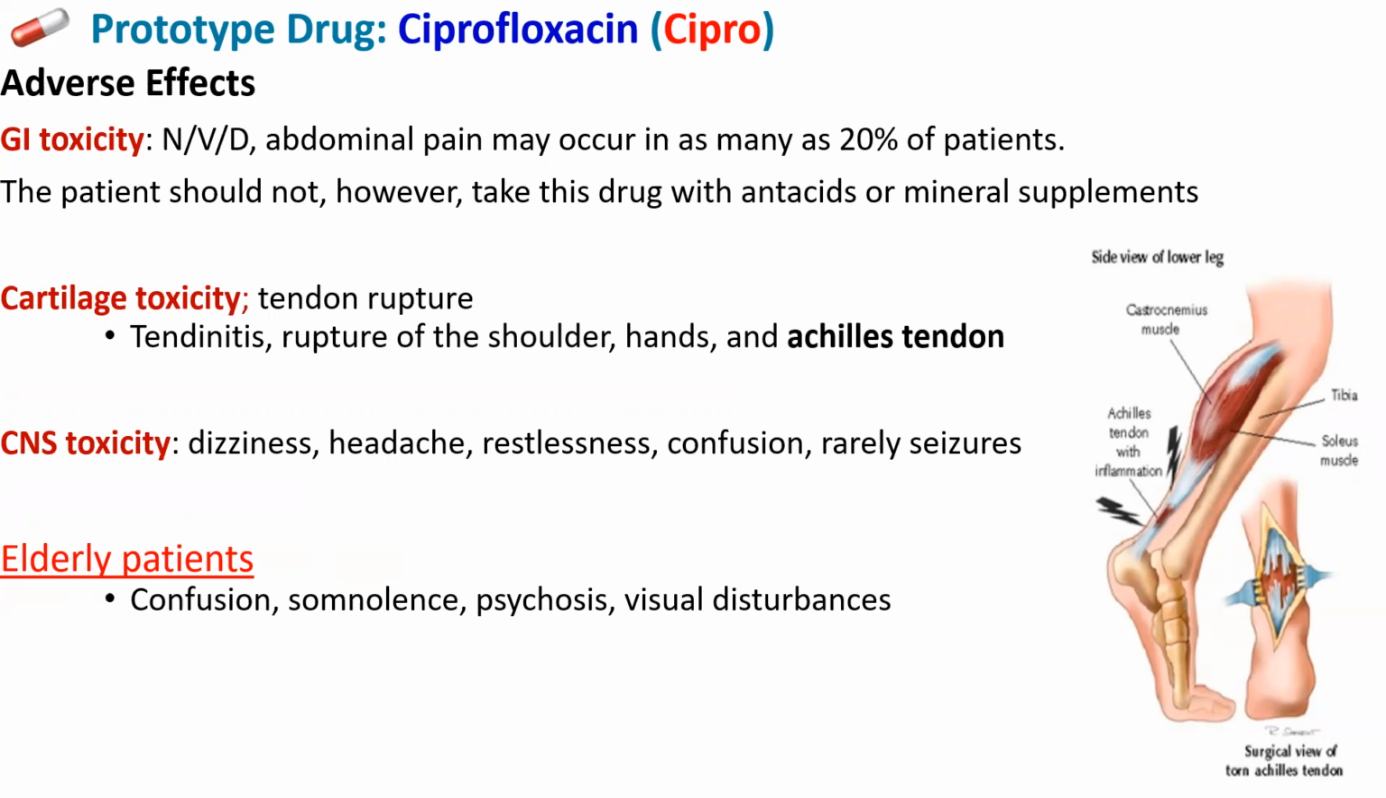Some patients will develop GI toxicity. Some will develop nausea, vomiting, diarrhea. That may occur in about 20% of patients. If ciprofloxacin is administered with food, we can diminish the adverse GI effects.